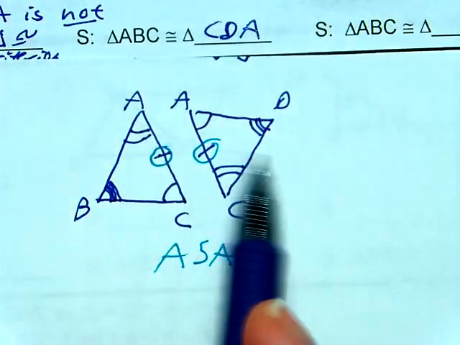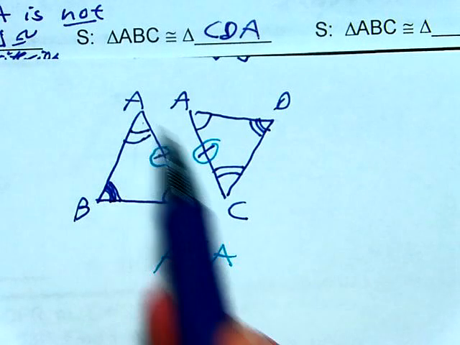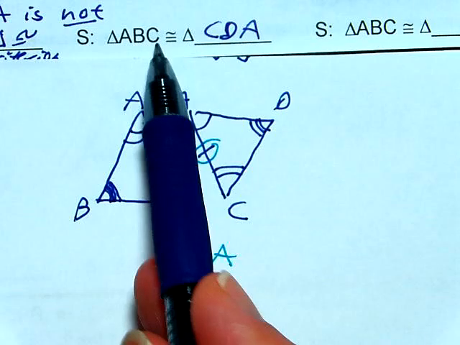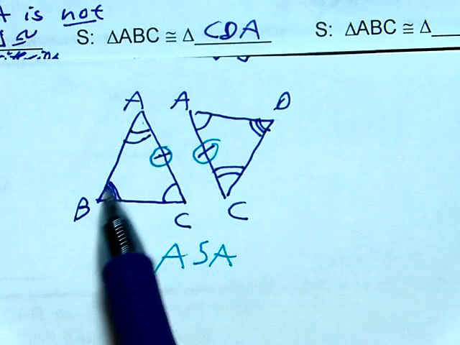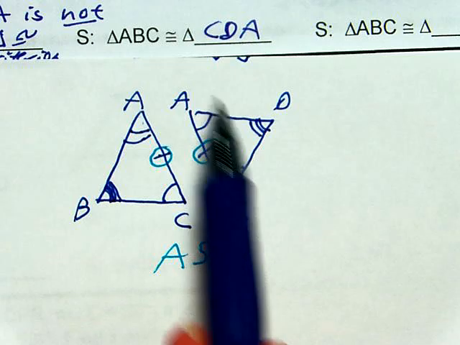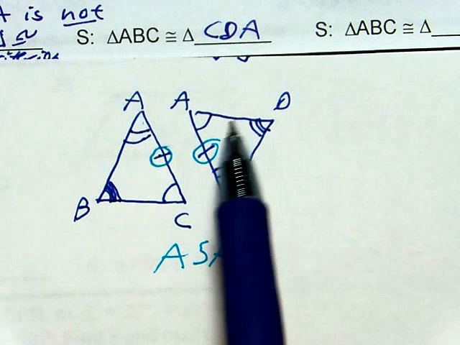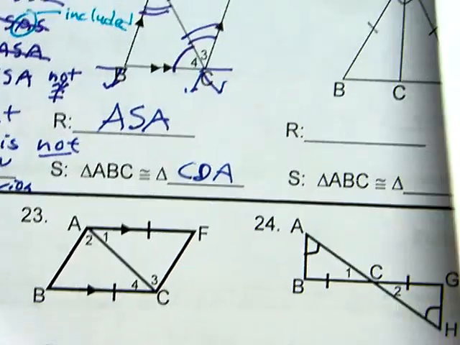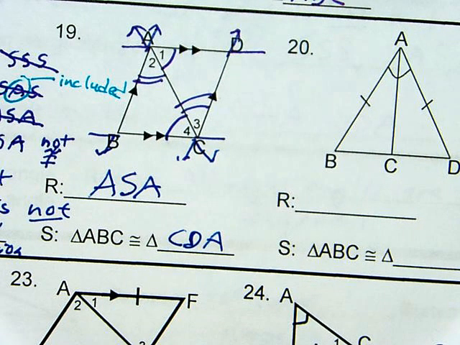Okay, so again, let's go through that angle by angle. Angle A corresponds to angle C. Angle B, which is the triple angle here, corresponds to the triple angle here for D. Notice they're both opposite the single mark side. And finally, angle C corresponds to angle A. So the correct way to say it is that because of angle side angle, we have triangle ABC congruent to triangle CDA.